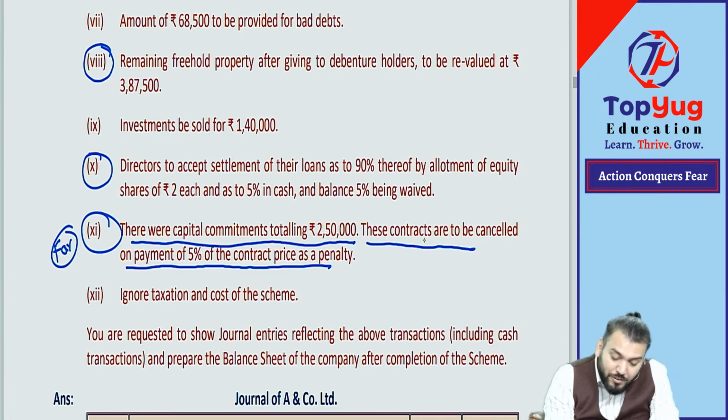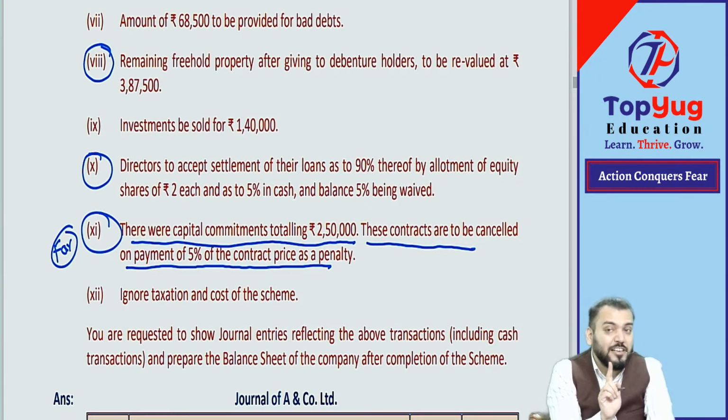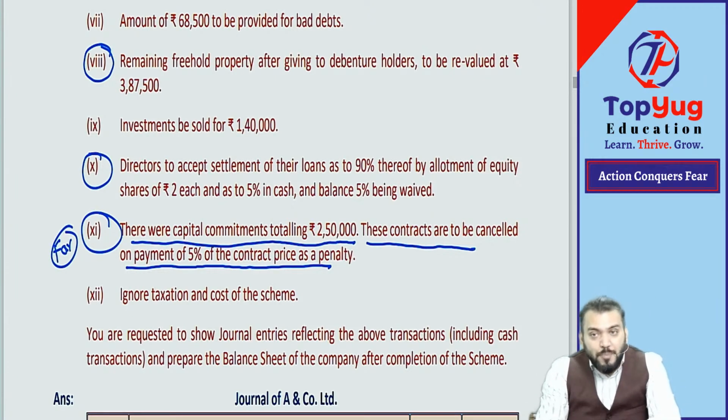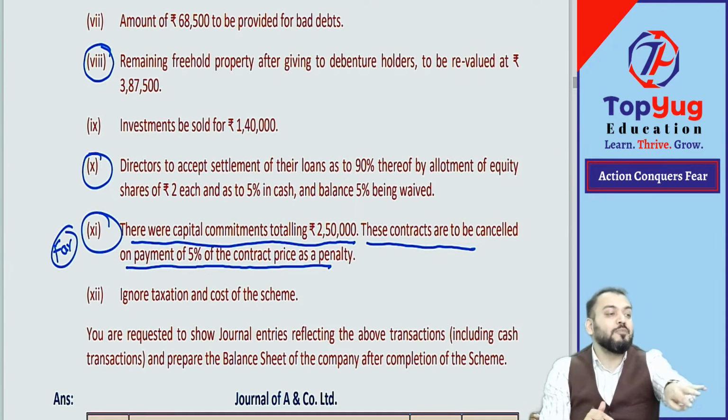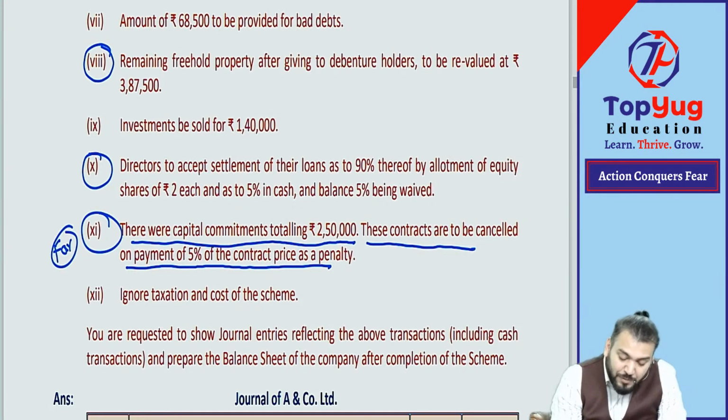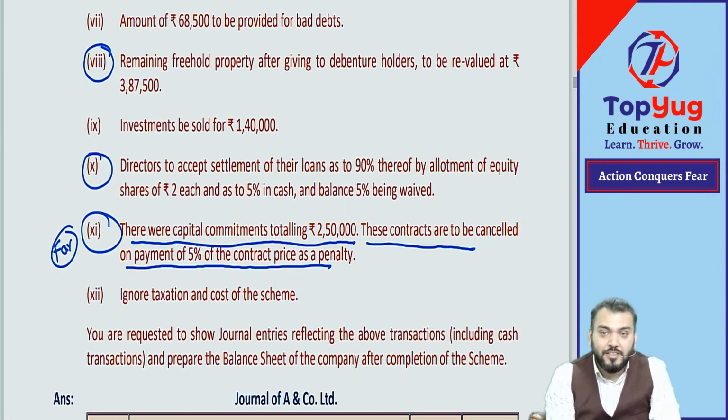Means contract cancelled, you will not pass any journal entry for cancellation of contract because that contract was not recognized only. But for cancellation of contract, you are paying what? A penalty. For payment of penalty, you will pass a journal entry. Understood what I am saying? So payment of penalty is 5% of contract price. So 5% of contract price means 2,50,000 into 5%. How much? So it is 12,500.